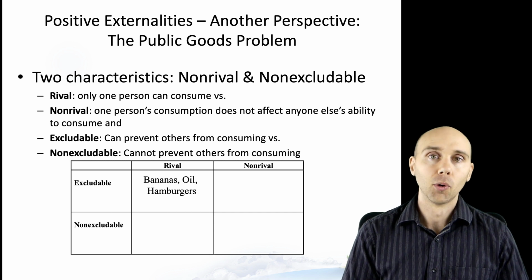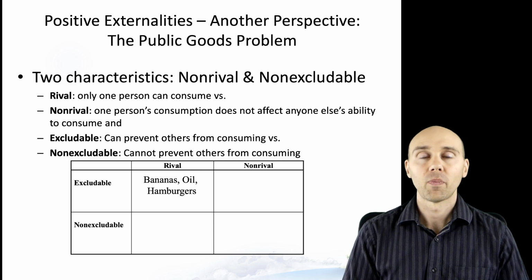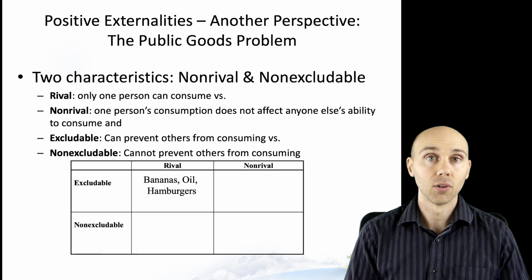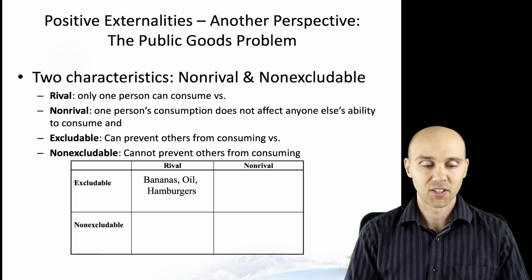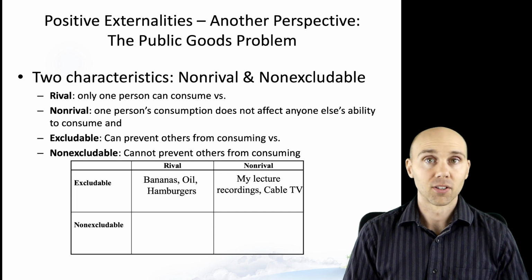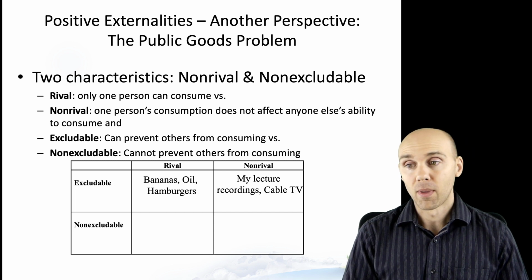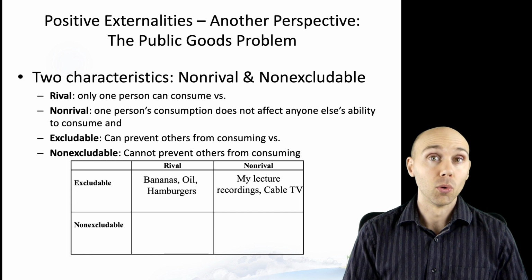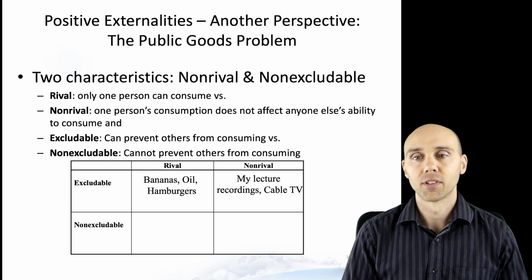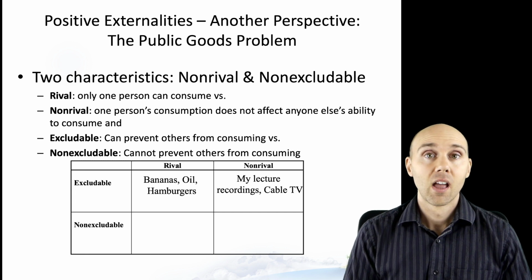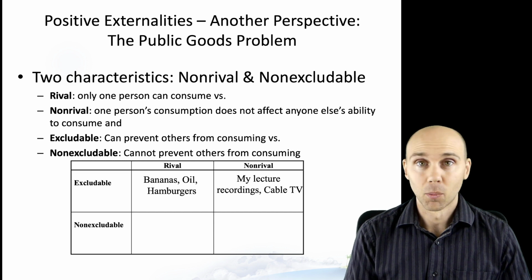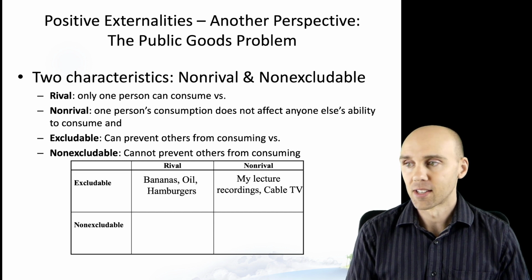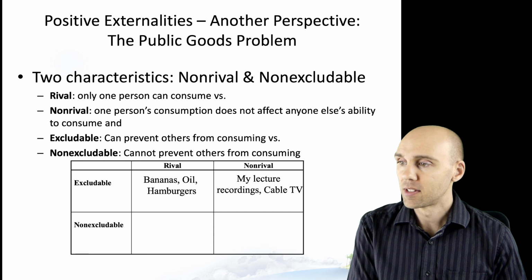If a good is excludable but non-rival, that means that the marginal cost of another person using this good is essentially zero, such as if I upload my lectures to Blackboard, I can exclude people who are not within this course from accessing those lectures, but it doesn't cost me anything if somebody else wants to watch my lecture. And the same goes for things like cable TV.